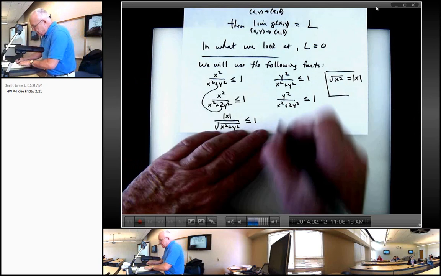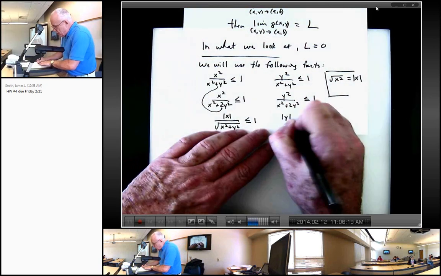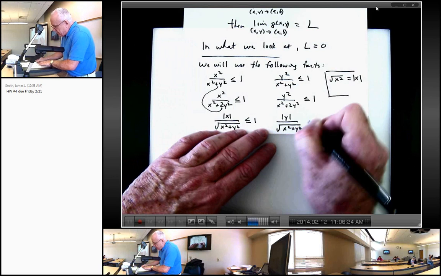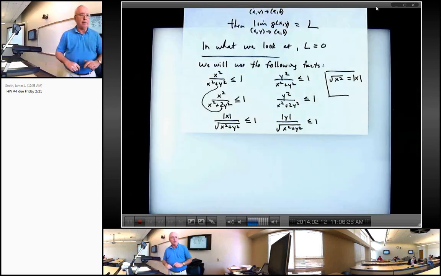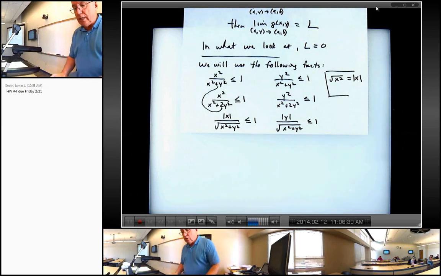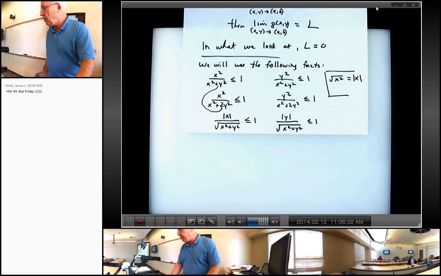And similarly, the absolute value of y over the square root of x squared plus y squared is also going to be less than or equal to 1. So we're going to be using those to use the squeeze theorem.